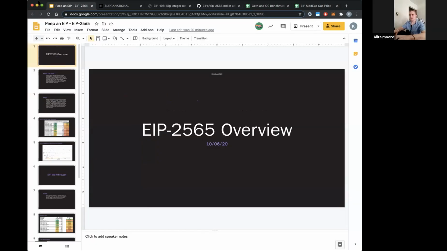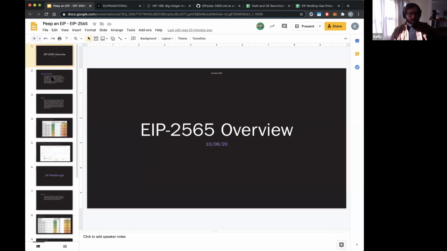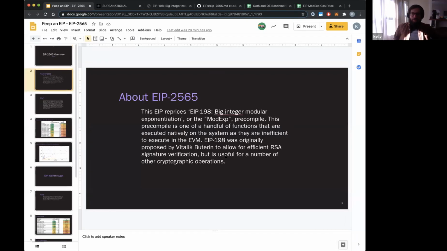So I can go ahead and share my screen and give a little more information on this EIP. Okay, great. Just to start, as Pooja mentioned, this EIP is repricing a previous EIP, EIP-198. And EIP-198 introduces a new precompile for modular exponentiation.